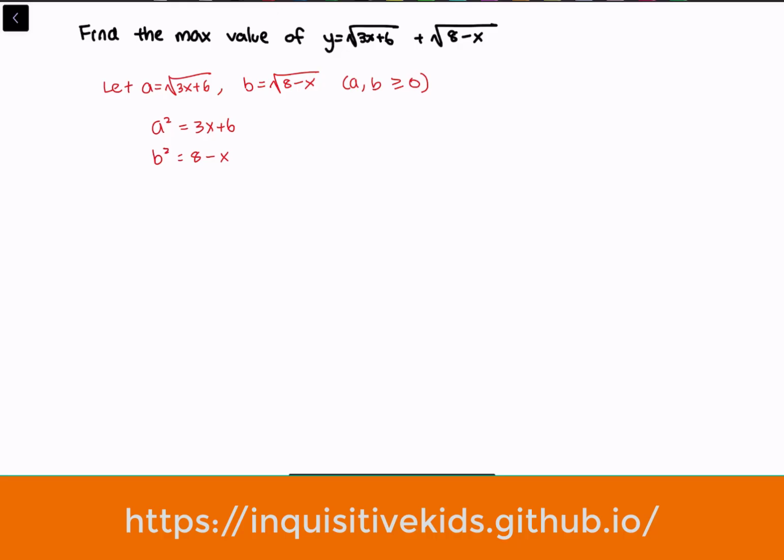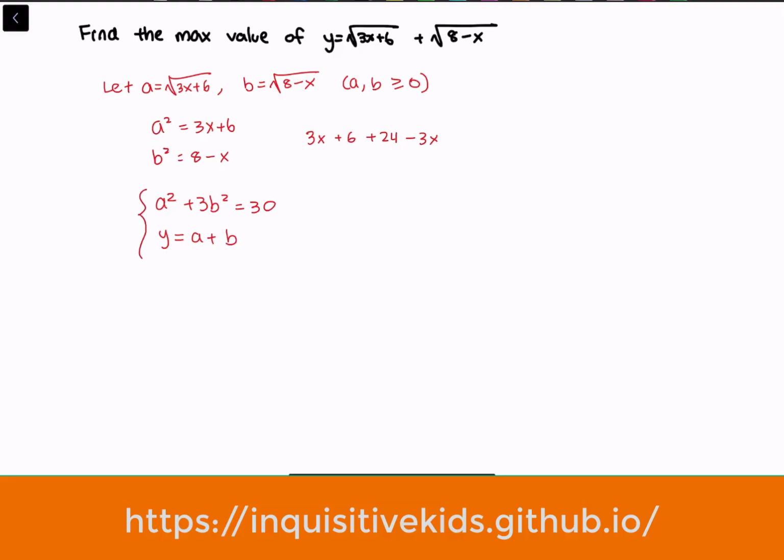Now, how can we find a way to combine a squared and b squared and be left with some sort of constant? So we can add them together, but first we can multiply a 3 to b squared. This way, we're doing essentially 3x plus 6 plus 24 minus 3x, which gives us 30. Well, that's easy. y is equal to a plus b.